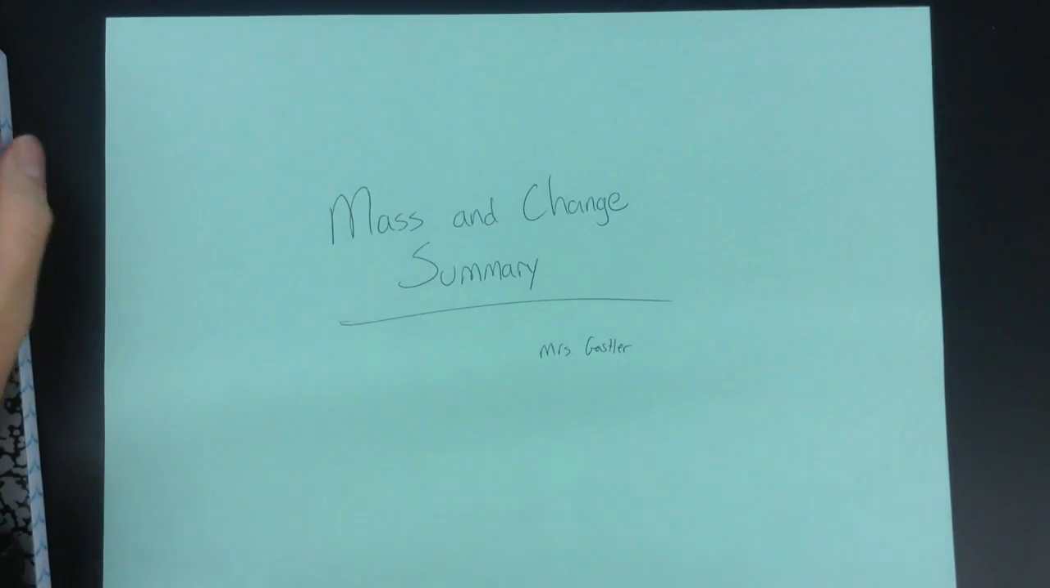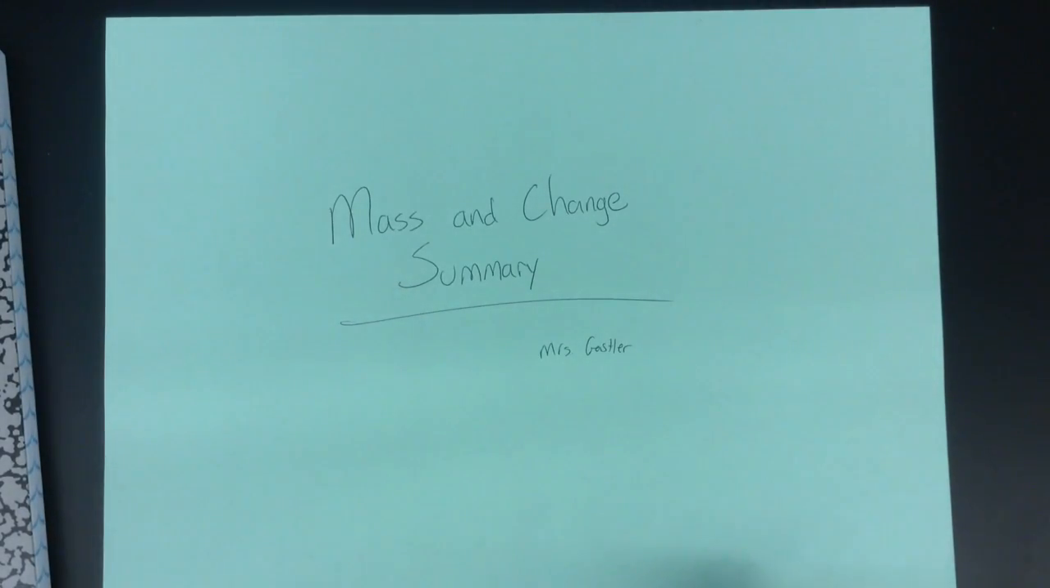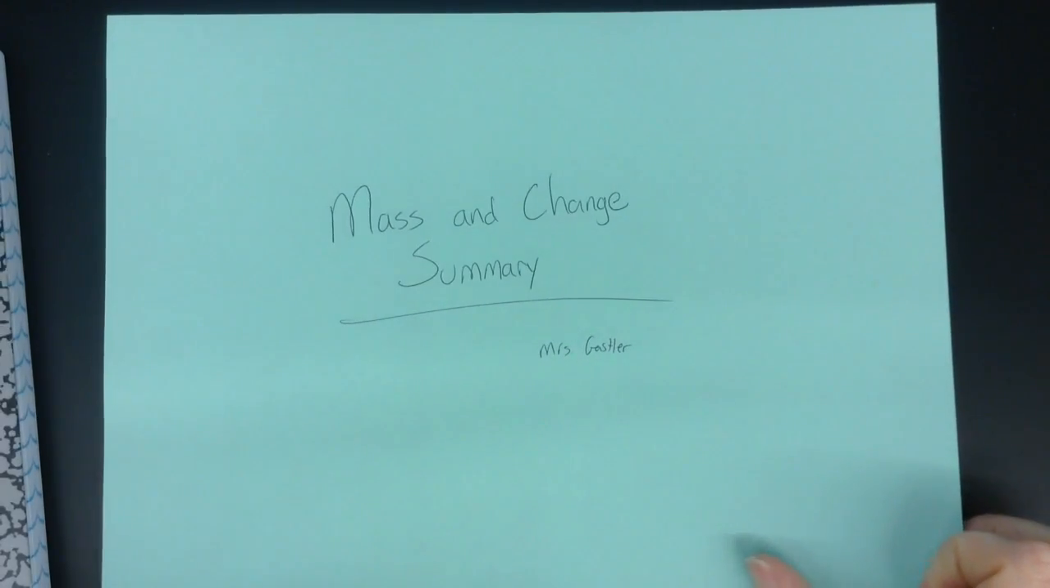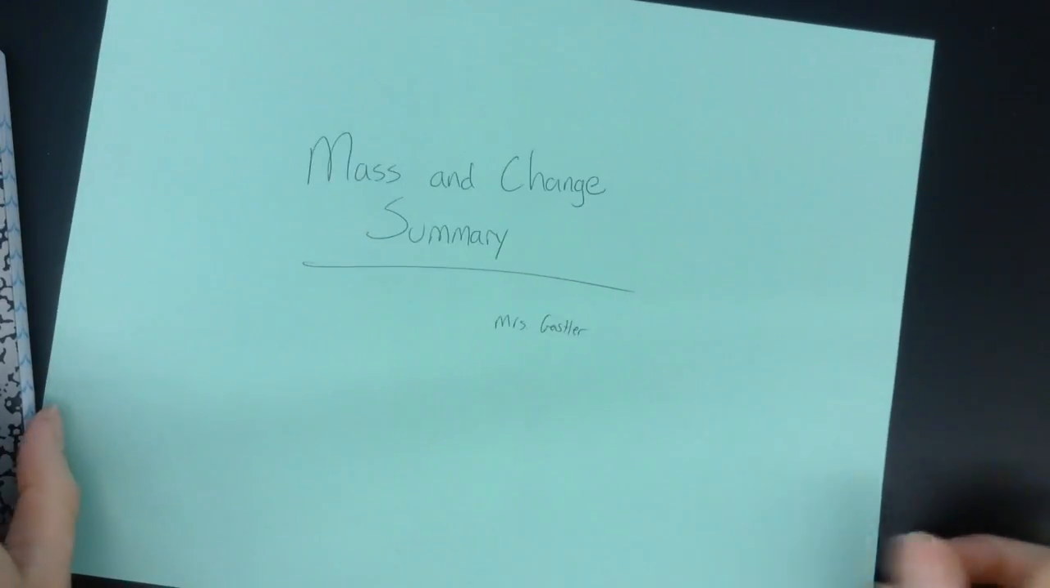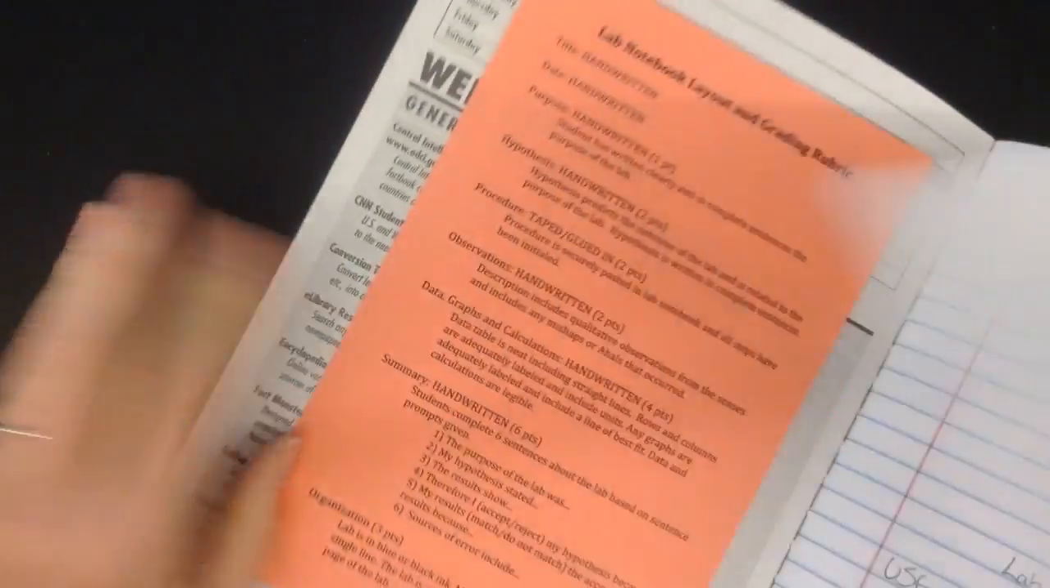Hi guys, this is Mrs. Gassler and we're going to talk about how to finish up your lab notebook entry for the Mass and Change lab, and that involves writing the summary and making sure we've got everything. So what you're going to need is your handy lab notebook, and there's a paper in the front that we're going to refer to. I've got a second copy.